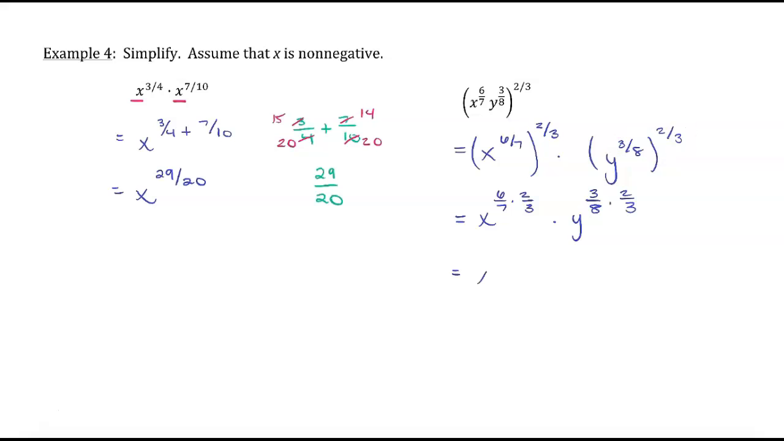Multiplying, this is x raised to the exponent of 12 over 21, and y raised to an exponent of 6 over 24. Simplifying these fractions, both 12 and 21 are divisible by 3. And dividing them both by 3, we have x raised to the exponent of 4 over 7. 6 and 24 are both divisible by 6, so this simplifies to become y to the exponent of 1 over 4. Let's take a look at two more examples.